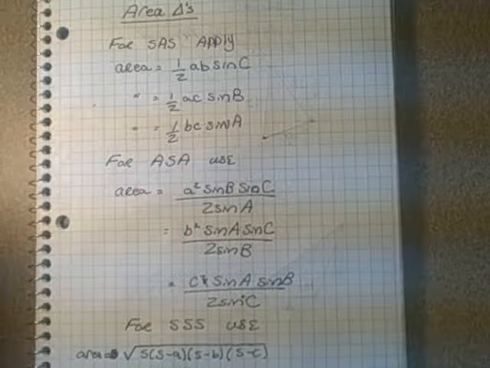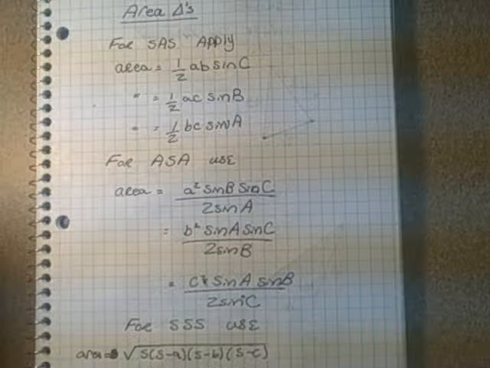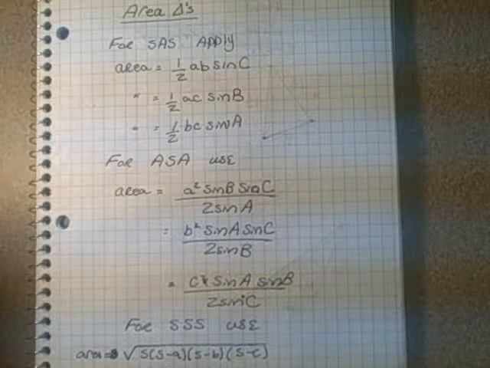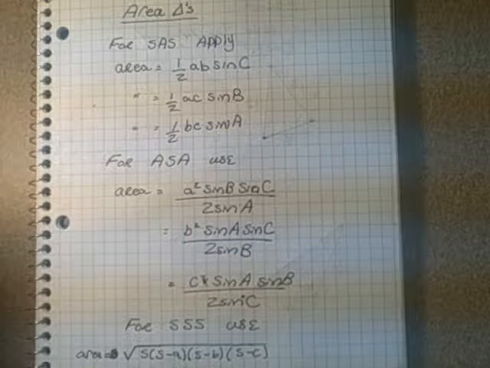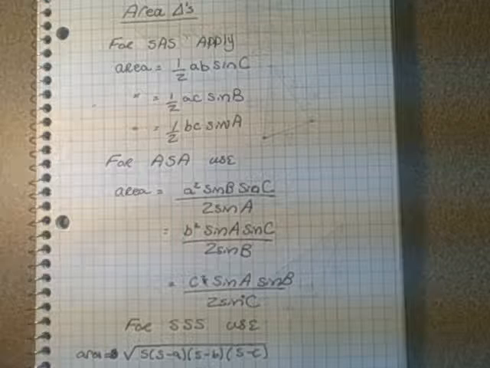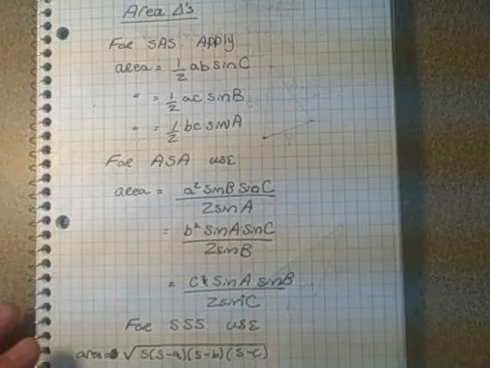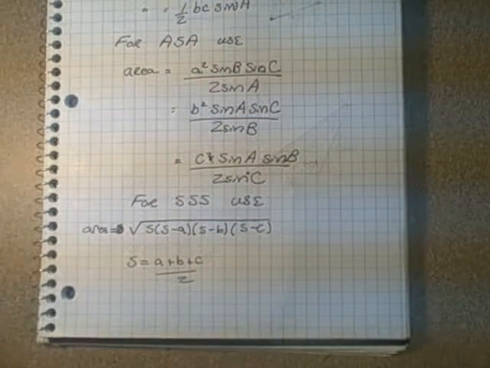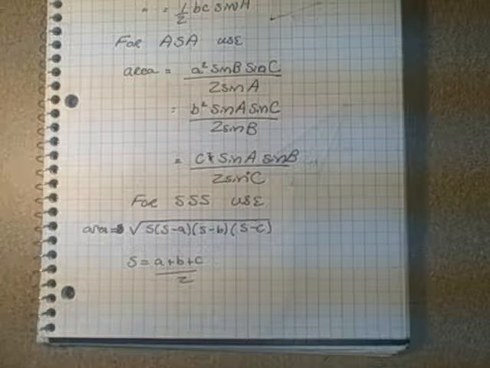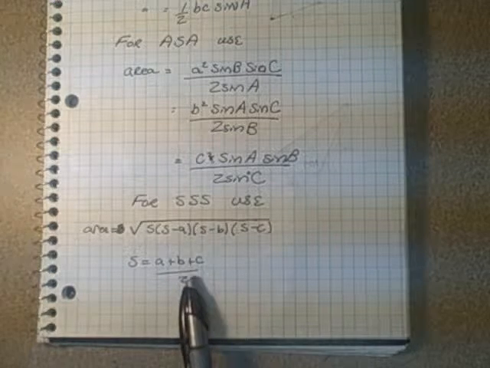And then there's one if you're given an included side and 2 angles, and that's the sine of the 2 angles times the square of the included side, over twice the sine of the non-given angle, I guess is the way to put it. And of course then there's Heron's formula, the last one, if you're given 3 sides, and that would be calculating an S value where S is all the 3 sides added together divided by 2.